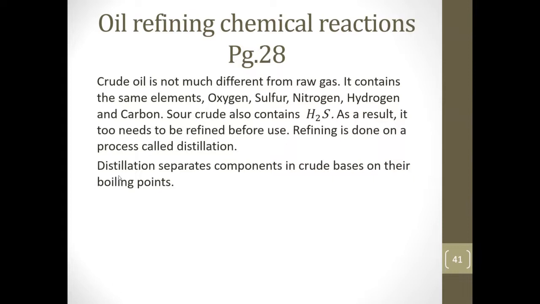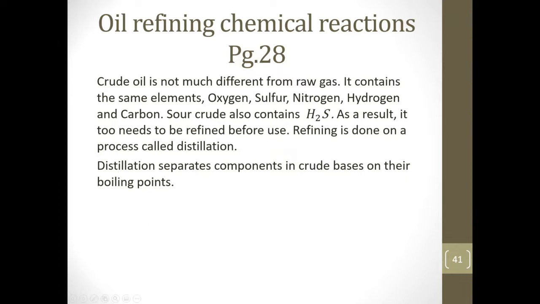All right. So crude oil is not too much different from natural gas in terms of what it contains. It has the same elements: oxygen, sulfur, nitrogen, H2S, carbon. Sour crude, again, H2S. As a result, we obviously need to refine it before we use it. Refining oil is done in a process called distillation. Distillation, if you don't know by now, God help us, separates components in the crude based on their boiling points.